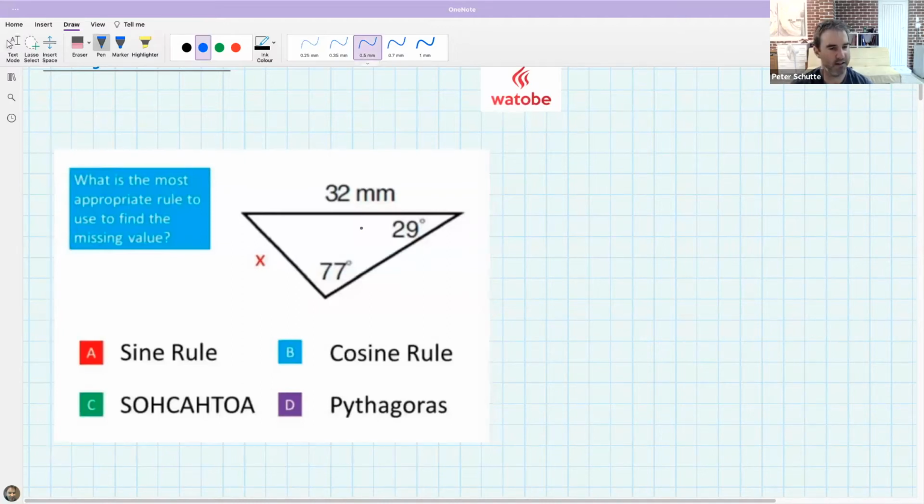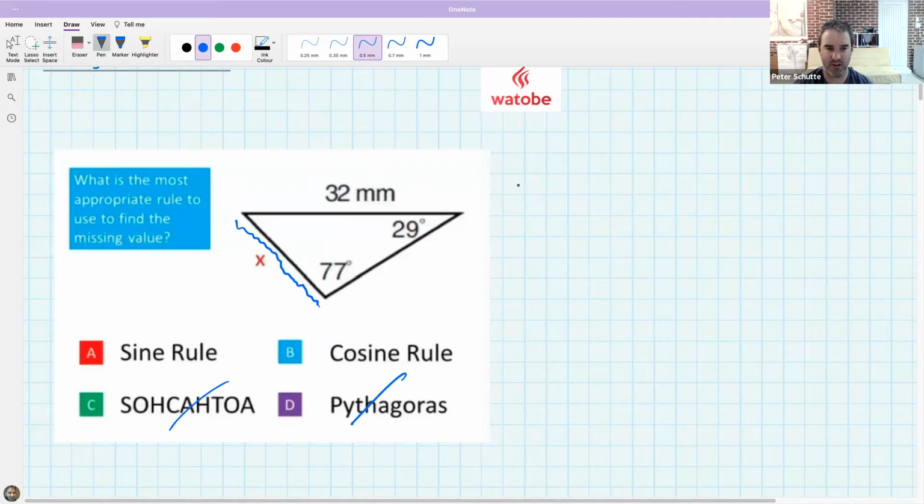Okay, so think about this. What are you given? So you're given an angle, another angle, and then you're given a side. And you want to find this thing called X over here. So if I was trying to find this, I don't have 2 sides and an included angle. So it's not going to be Pythagoras or SOHCAHTOA because there's no 90 degrees. So it's either A or B.